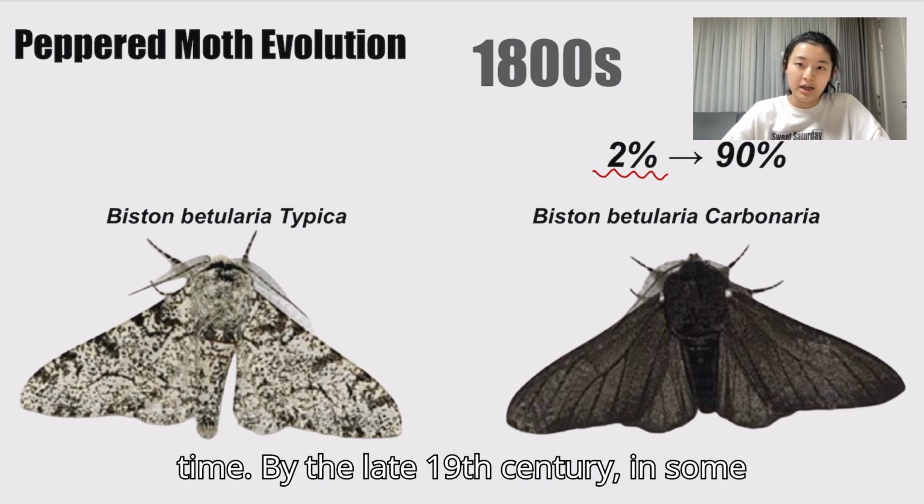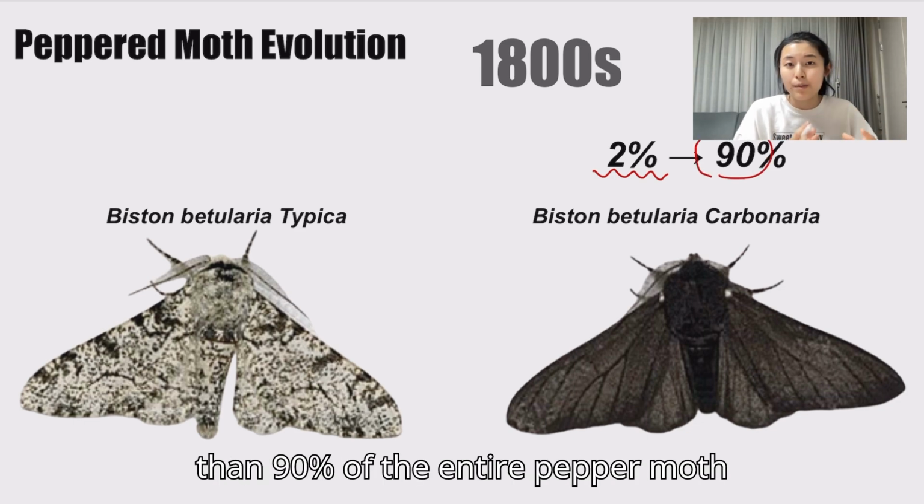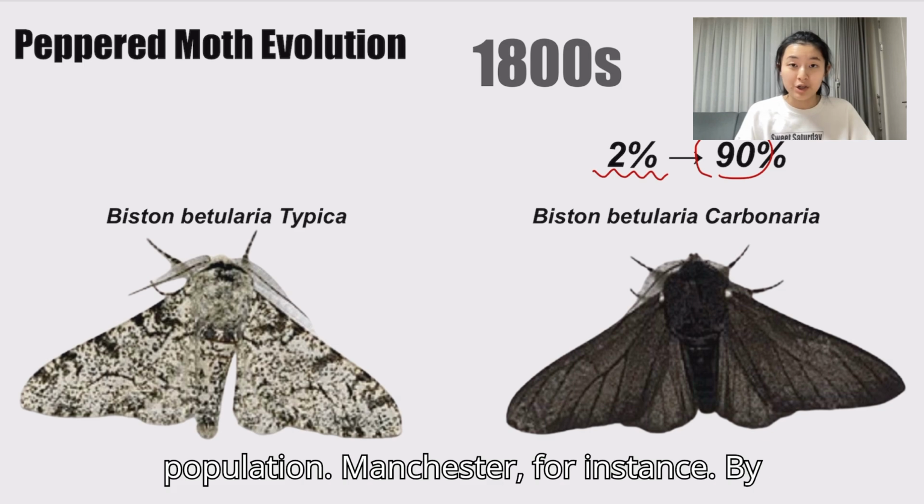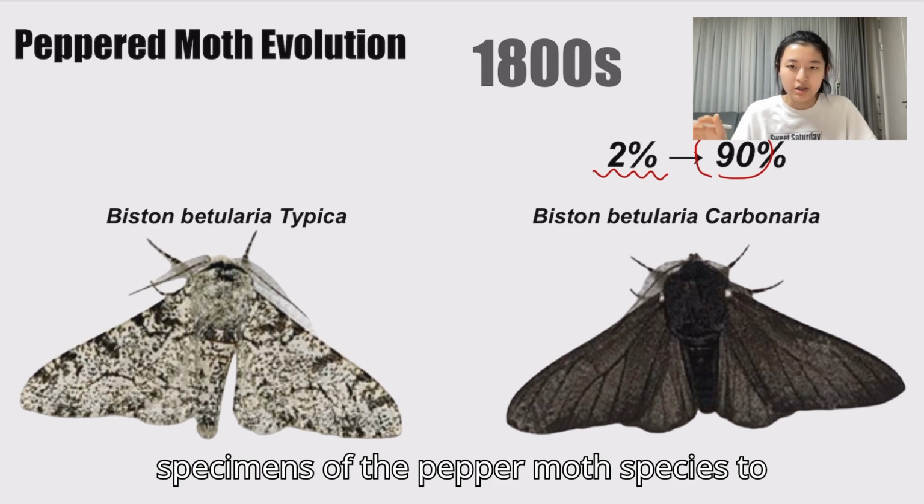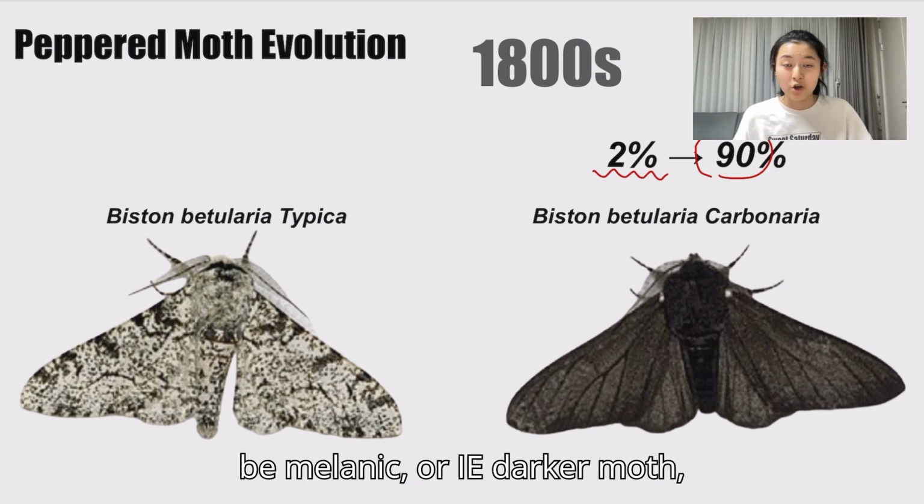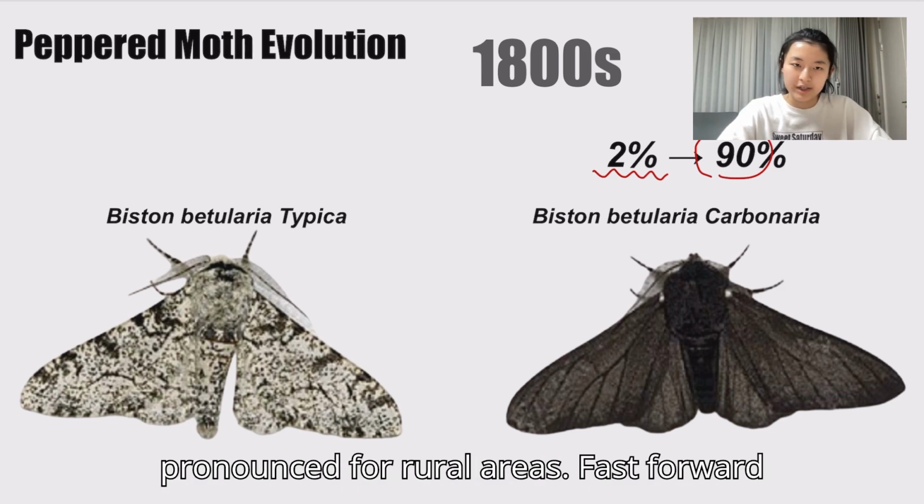By the late 19th century, in some areas, these dark moths constituted more than 90% of the entire peppered moth population. In Manchester, for instance, by 1895, they reported 98% of all specimens of the peppered moth species to be melanic, i.e., darker moths, while the surge in numbers was less pronounced for rural areas.